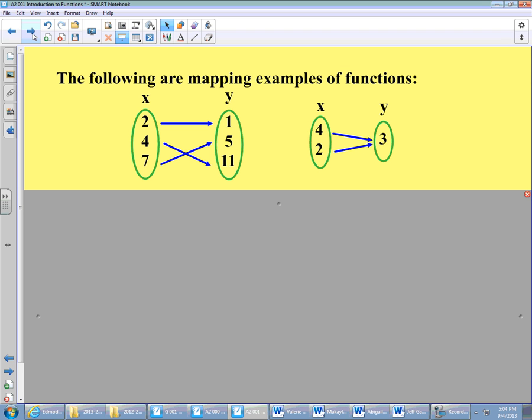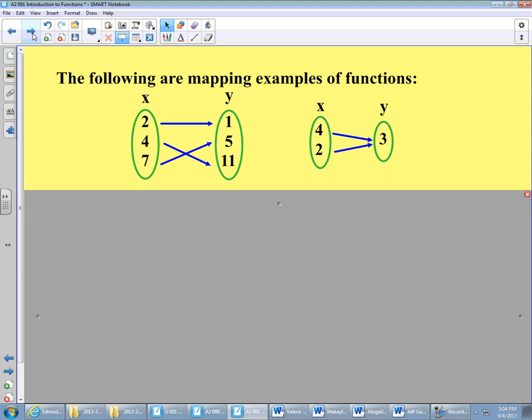Okay. Here are a couple of other mappings. You don't necessarily have to write this down. Make sure you understand, though. The following are mapping examples of functions. You will notice that in the situation on the left, you have in the domain 2, 4, or 7. Does the 2 or the 4 or the 7 connect to more than one value for the range? In each of those cases, no. Each domain only gets one from the range.